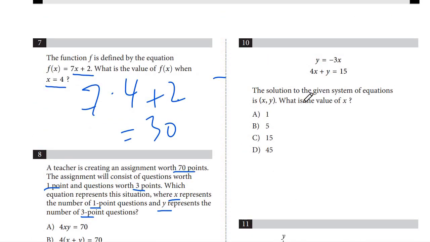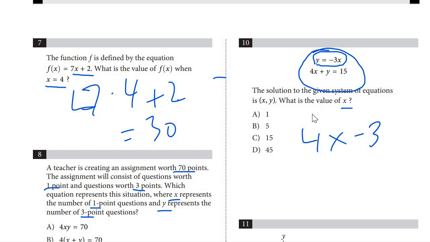Number 10. So here we have a system of equations. And what's the value of x? Well, since we want to figure out x, we want to eliminate y. How do we eliminate y? Well, we replace the y in the top equation by the y in the bottom equation. So we're going to have 4x minus y, which is 3x from the first equation, simplified, 4x minus 3x is 1x, and that's equal to 15, as it says here. So x is equal to 15. It could not be any simpler than this.